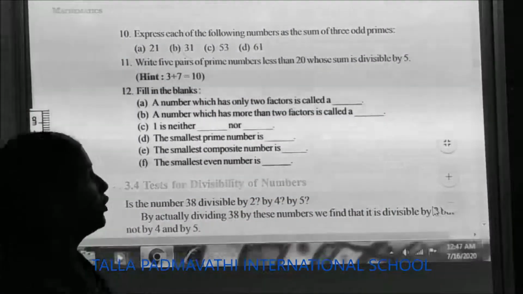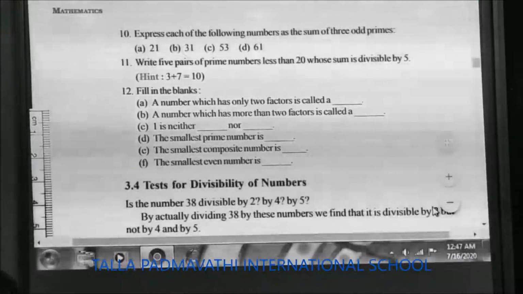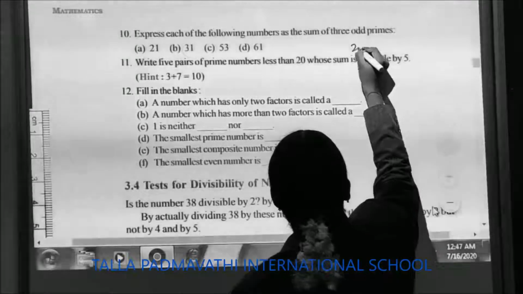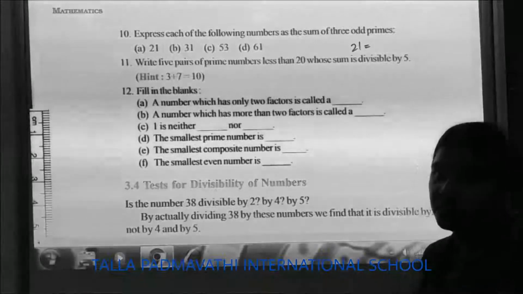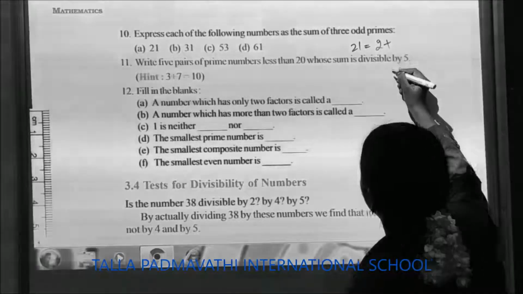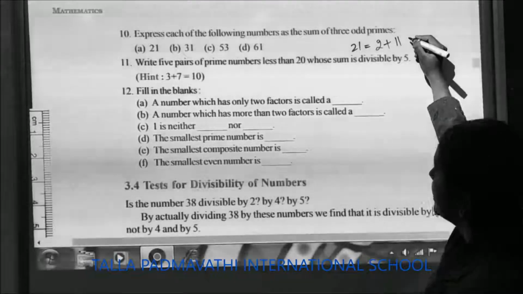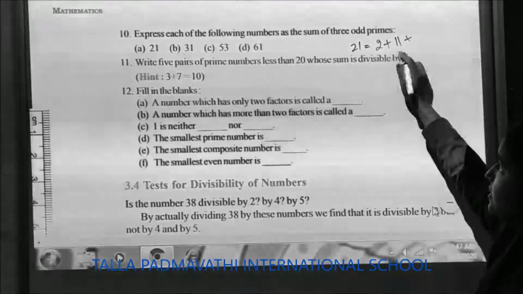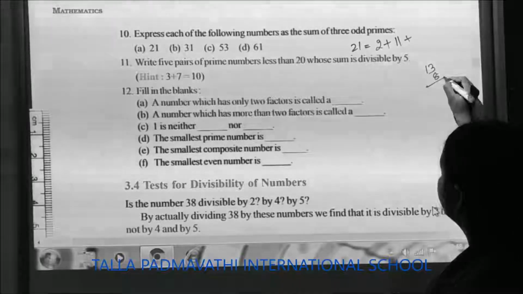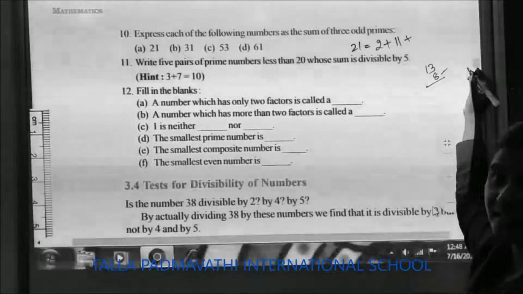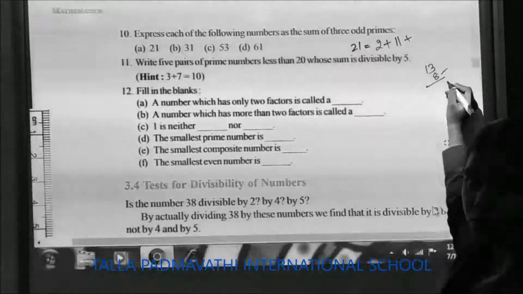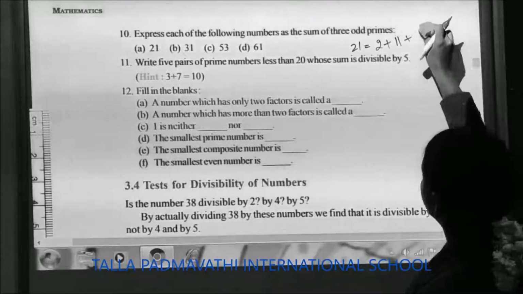Now let us see the 10th problem, that is express each of the following numbers as the sum of 3 odd primes. So let us take 21. 21 should be expressed as the sum of 3 odd primes. So if I take 2 here, 2 plus 11 is how much now? 13. For 13 how much we need to add? If we add 8, then we are going to get 21. But here 8 is an even number, so you should not add 8.